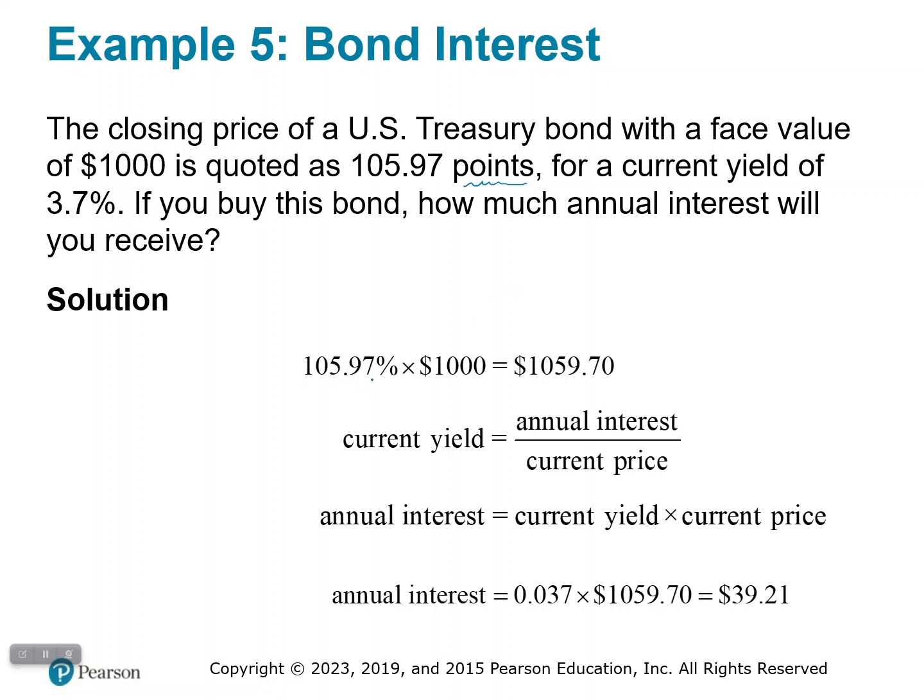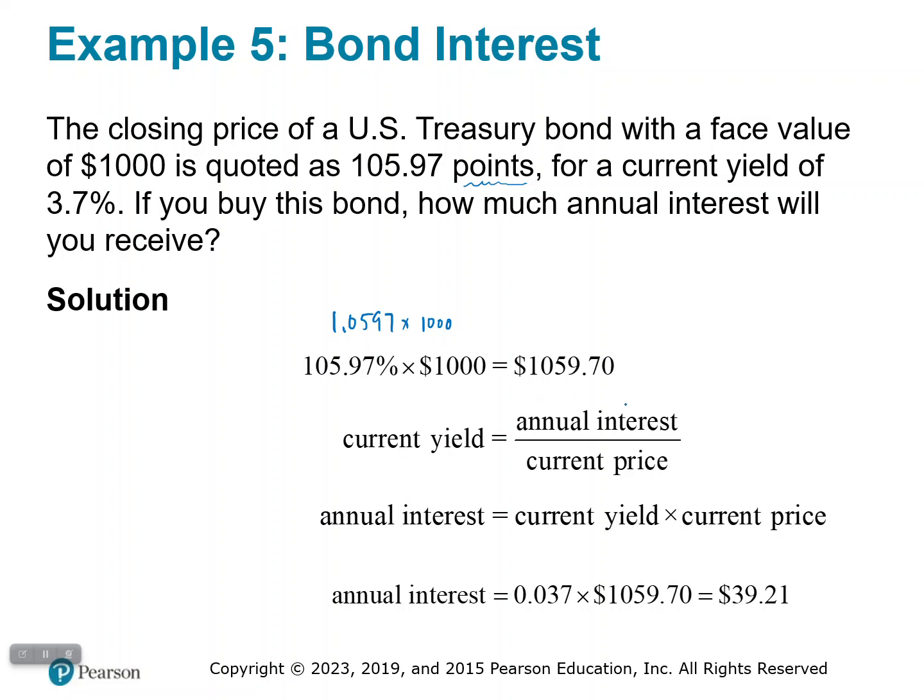So 105.97% is 1.0597 times 1,000. And that 1,000 just moves the decimal 3 times. And that's how we get $1,059.70. All right, this percentage moves it 2, and then times 1,000 moves it 3 back, so we end up just moving the decimal in place.